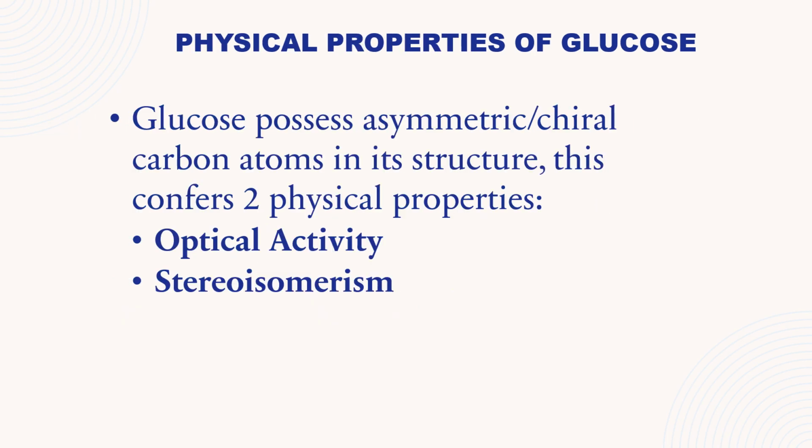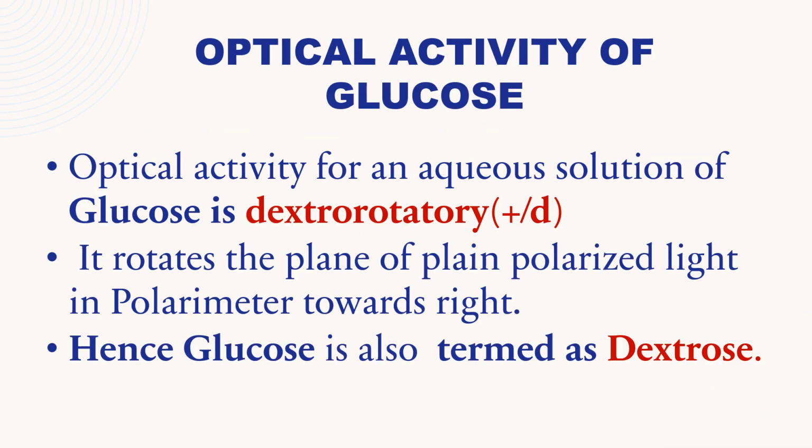Physical properties of glucose. Glucose possesses asymmetric chiral carbon atoms in its structure. This confers two physical properties: optical activity and stereoisomers. Optical activity for an aqueous solution of glucose is dextrorotatory. This is denoted by plus D. It rotates the plane of plane polarized light in a polarimeter towards the right. Hence, glucose is also termed as dextrose.